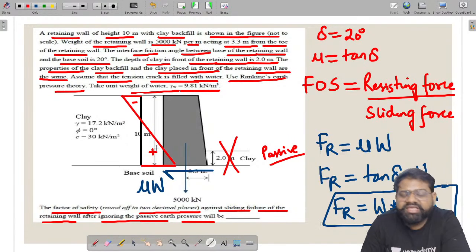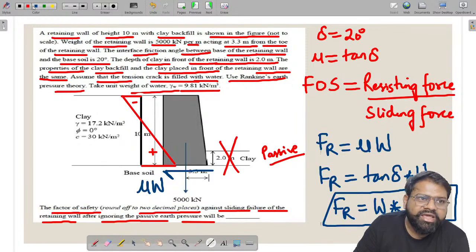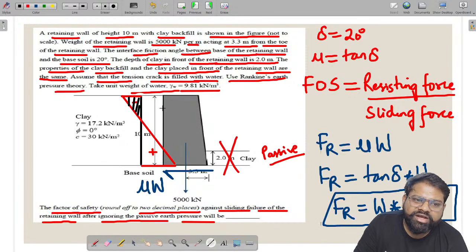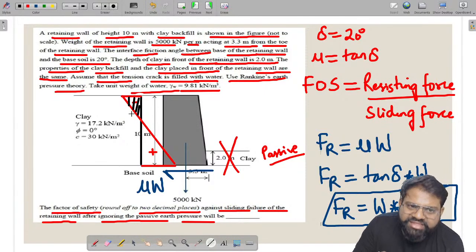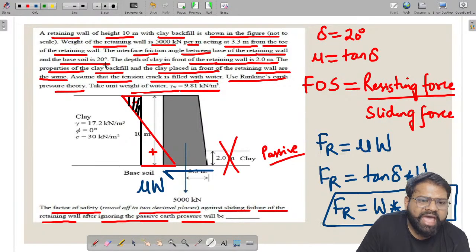But what he is saying is that the tension crack has developed. If the tension crack has developed, it means this soil zone has no contact with the wall, and it does not try to do anything. So for the active thrust, which diagram will you use? For the active thrust you will simply use this diagram.